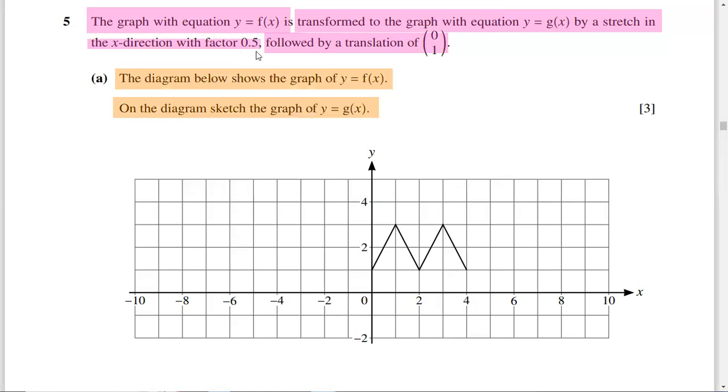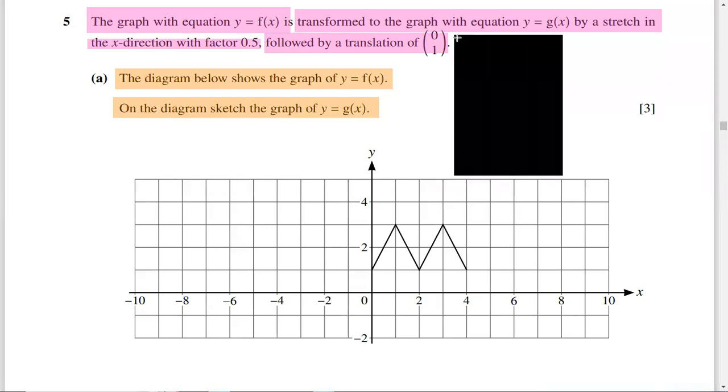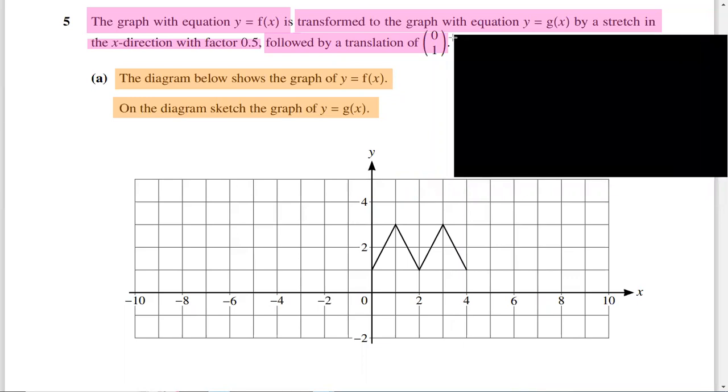So before solving this question, we have 5 points on this given diagram. The given graph is y is equal to f of x. So in this way we have to establish a new graph which will show y is equal to g of x.